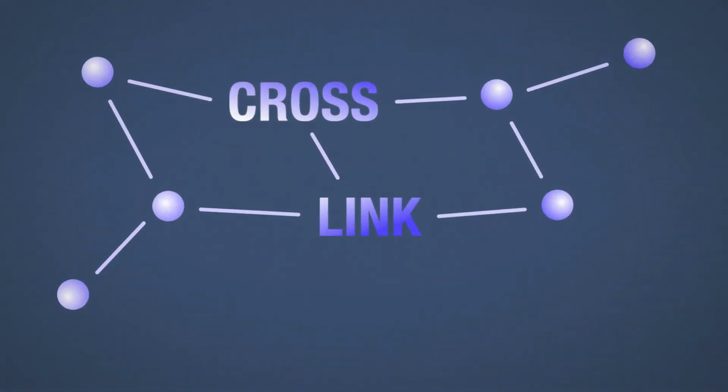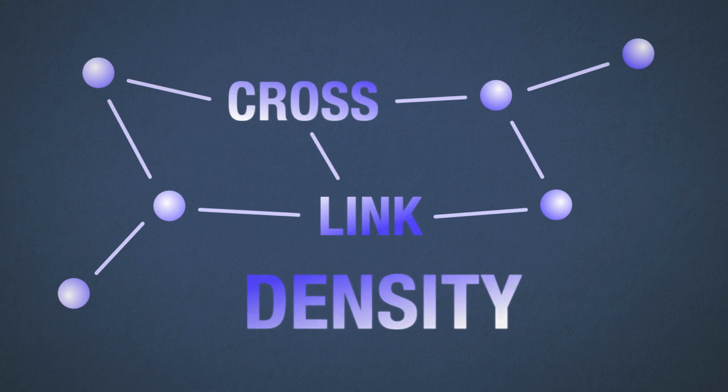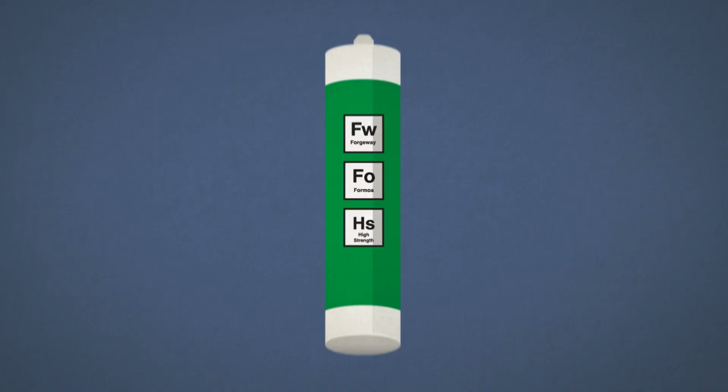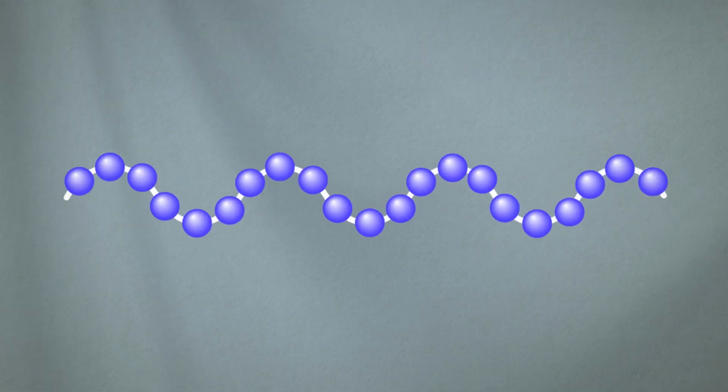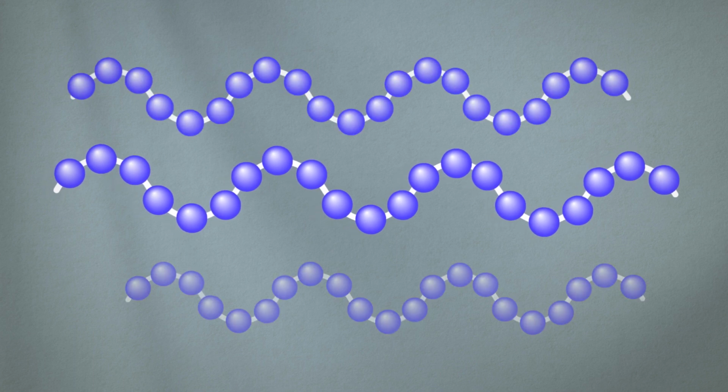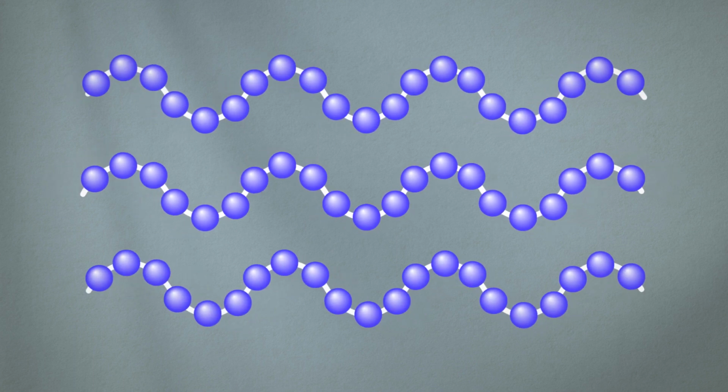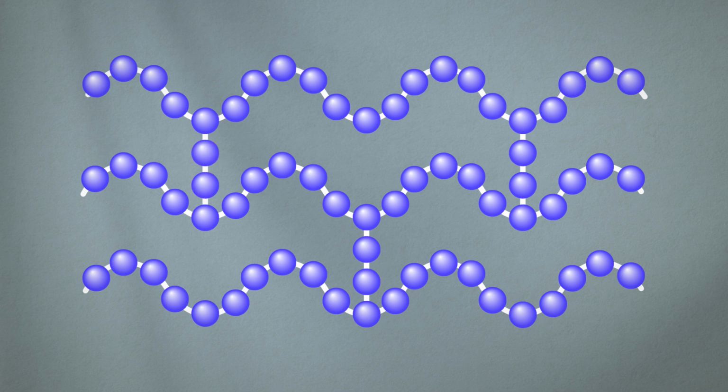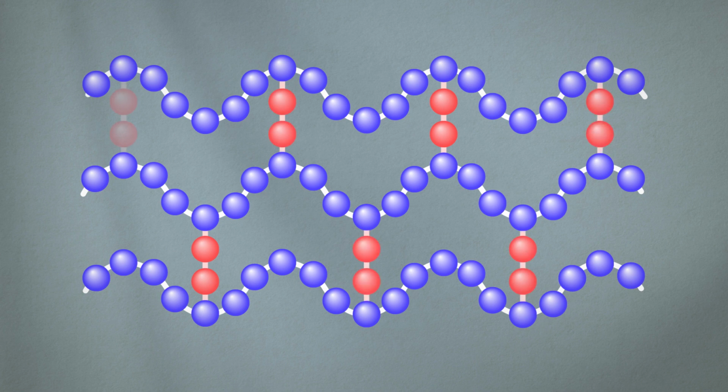The main difference between these adhesive types is the crosslink density. All adhesives are made of polymers. These polymers are assembled in chains. Crosslinking is the bond that links one polymer chain to another. The crosslink density is the amount of crosslinking between polymer chains.